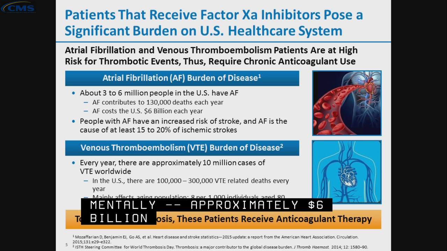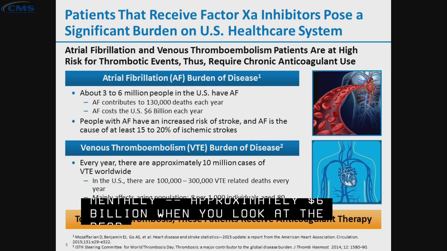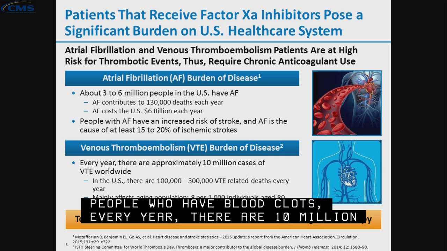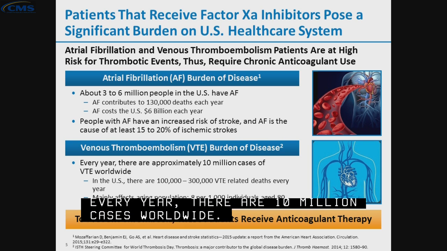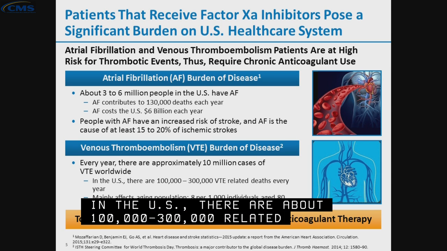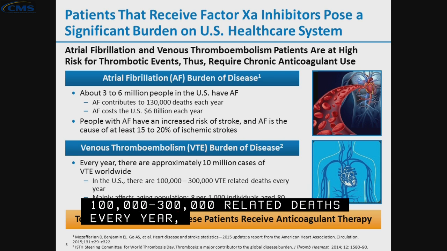there are an estimated 10 million cases of venous thromboembolism worldwide. In the U.S., there are about 100 to 300,000 VTE-related deaths every year, mainly affecting our aging population, approximately 8 per 1,000 aged 80 and older. So to prevent thrombosis, obviously these patients require anticoagulant therapy.